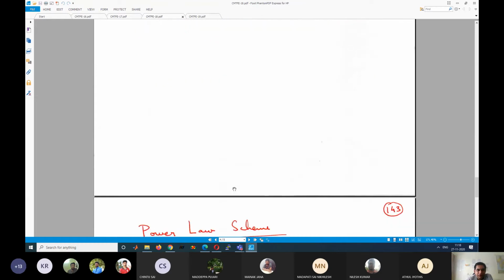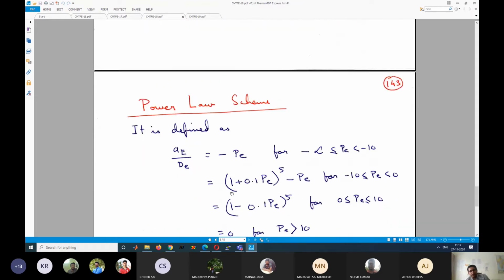And finally, we have seen a very accurate scheme, which is called the power law scheme. If you plot this, I suggest you try and compare it with the exponential scheme. You will see that the difference is very negligible. Even visually, it is difficult to see the difference between the two plots. So you can definitely try this and check.